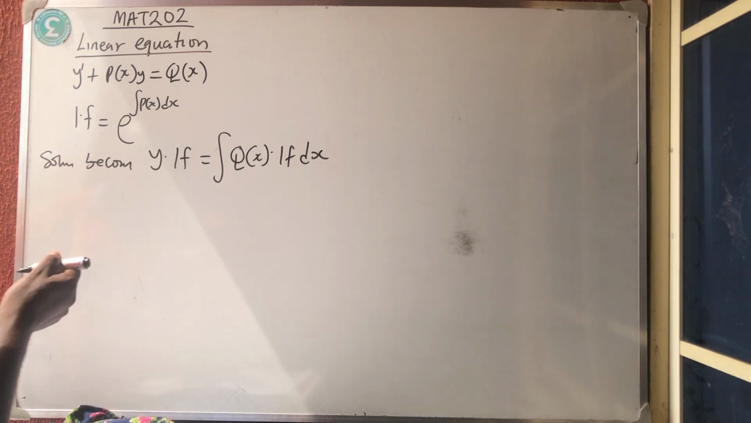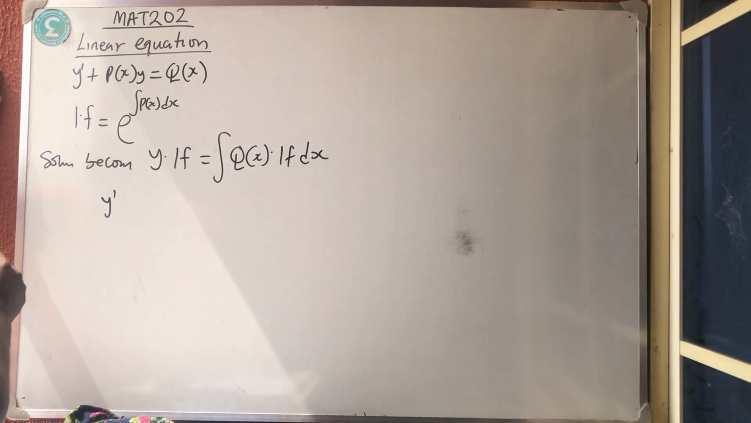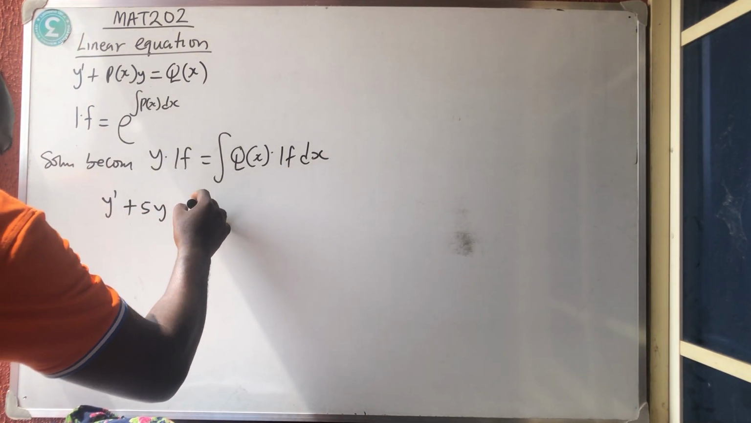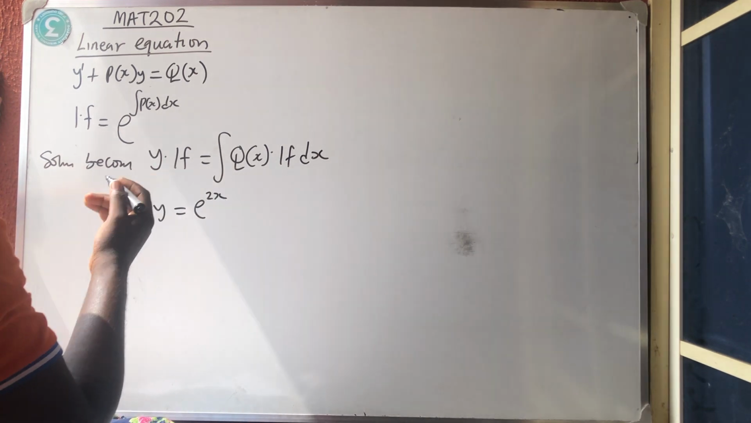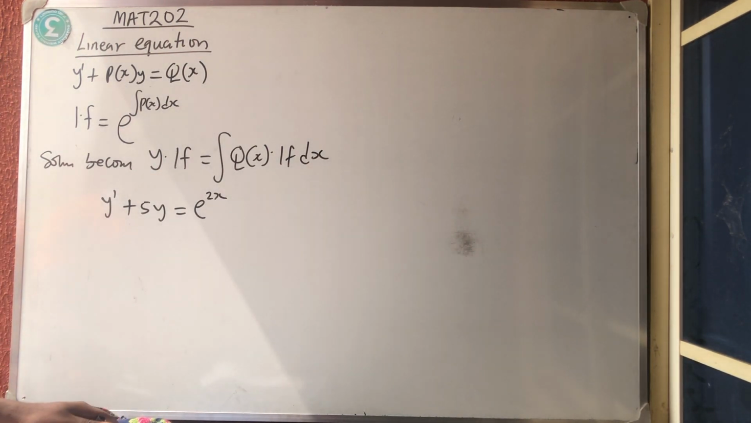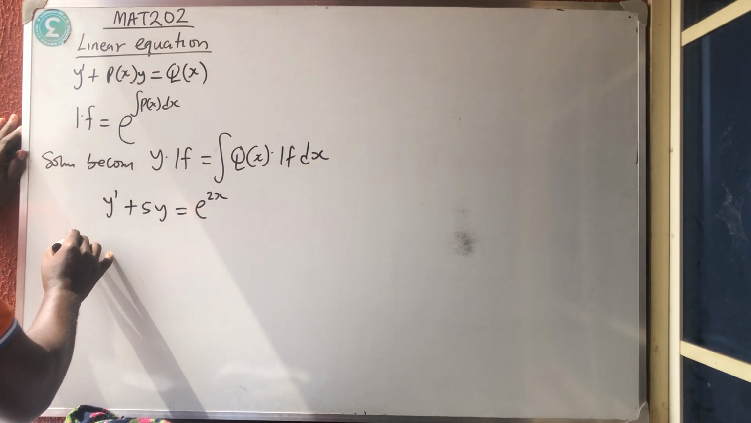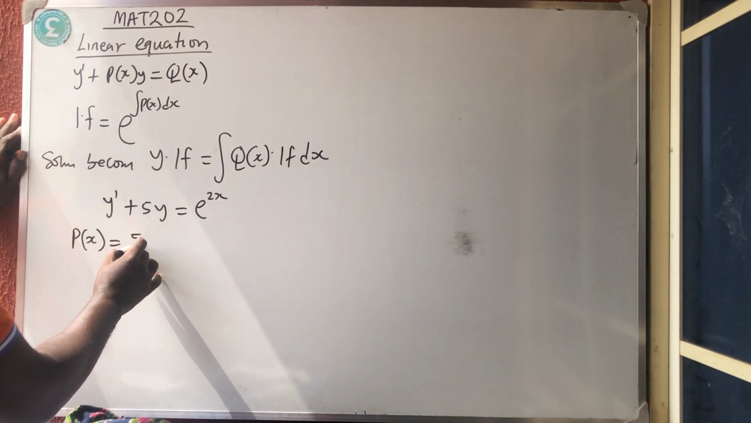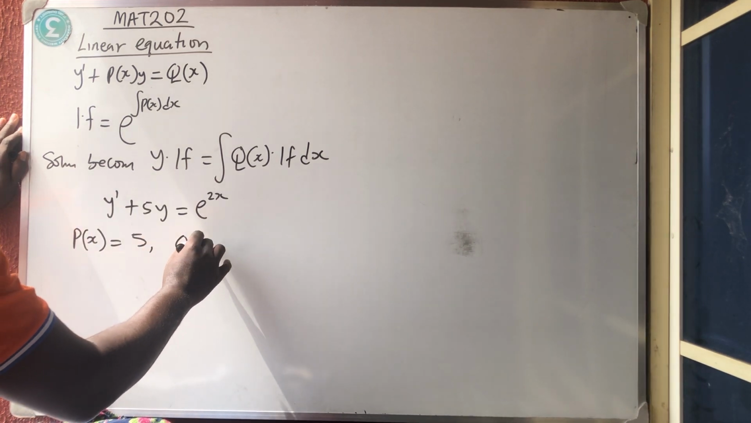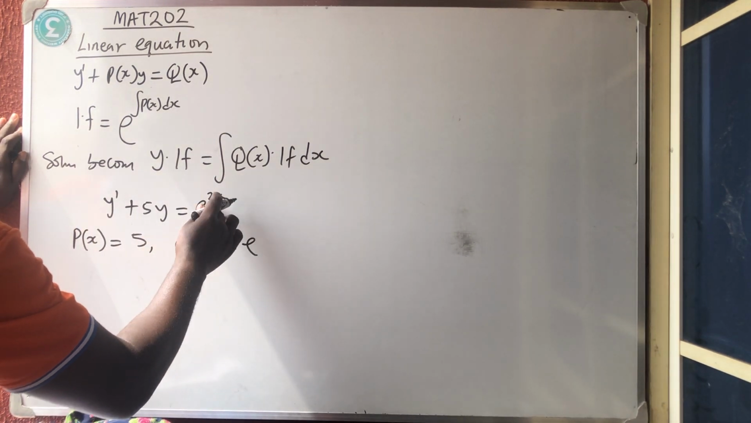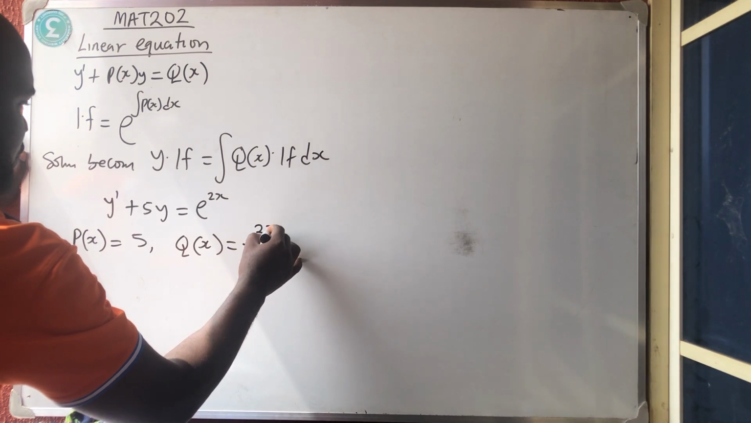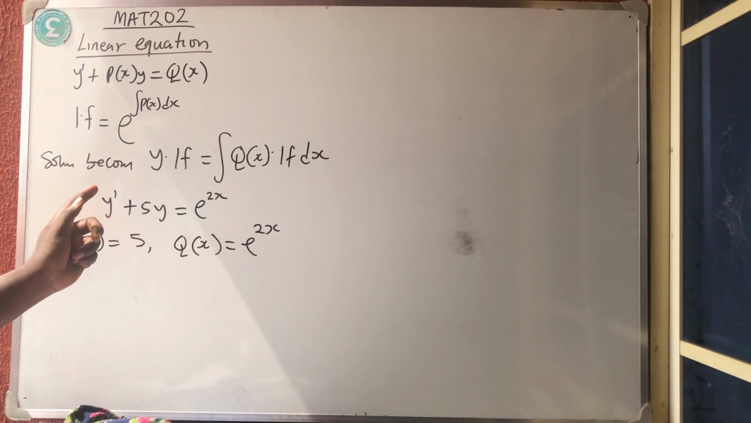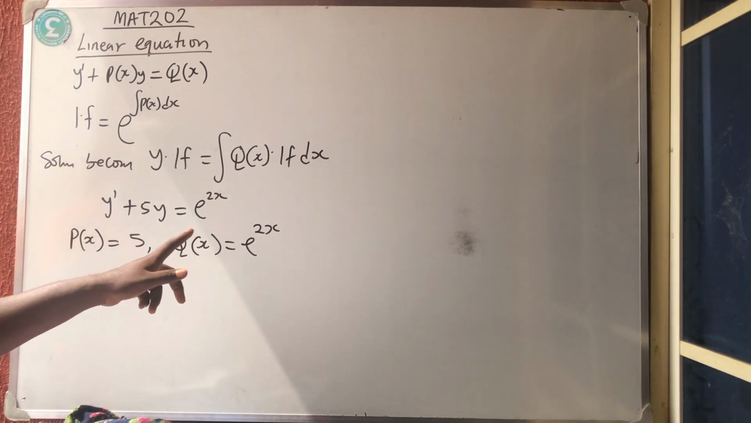A question here says y prime plus 5y is equal to e raised to the power 2x. So let us solve this. The first thing you will do is get your p of x. What is your p of x? P of x is just the coefficient of y here, which is 5. And what is my q of x? It is the right hand side, which is e raised to the power 2x. But before you get all these, make sure that the coefficient of y prime is 1 before you get your p of x and q of x.